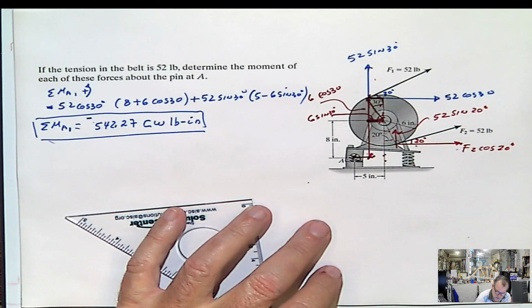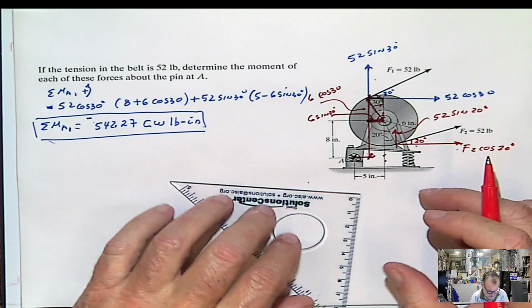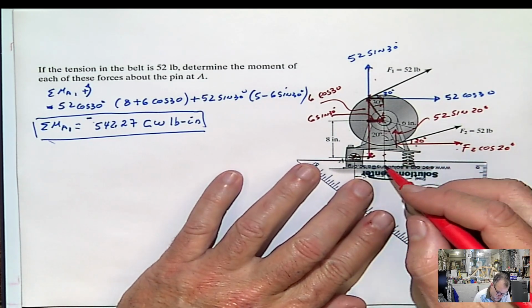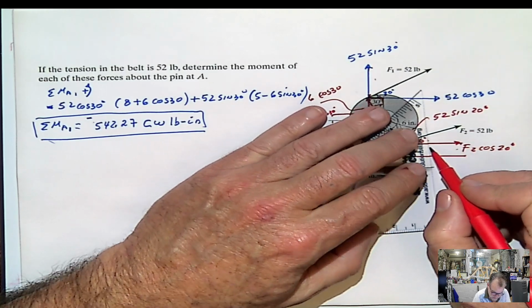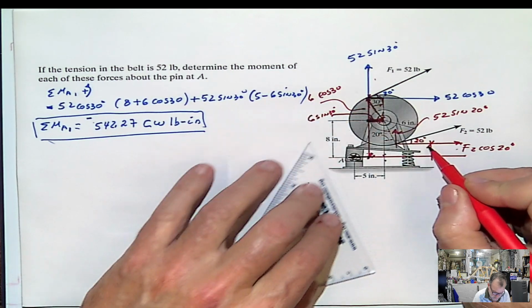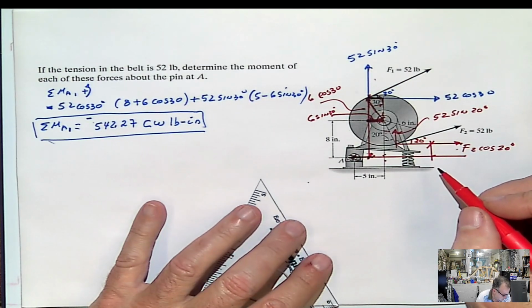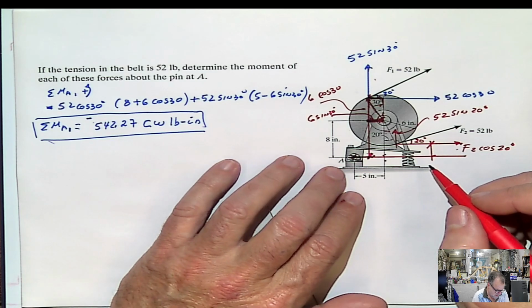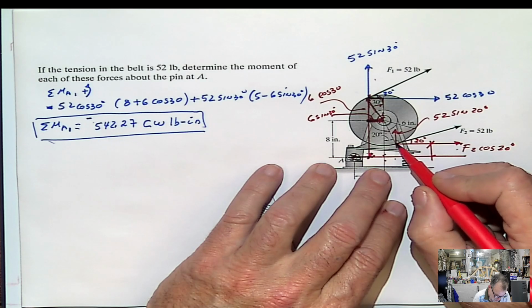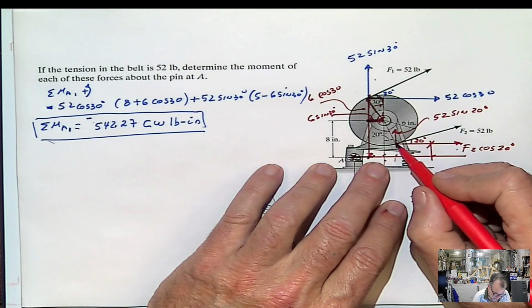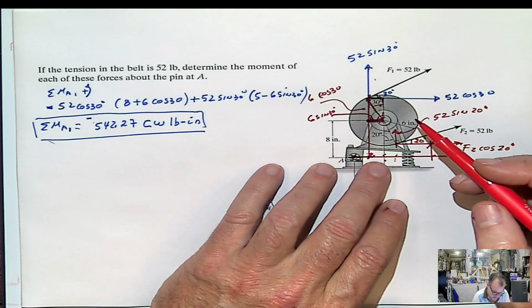What do we need? We need the distances now. What distances? Between the point A and the horizontal force, we need the vertical distance. We need this distance from here to here. And how much is that distance? Well, it can be found because we have the total distance.